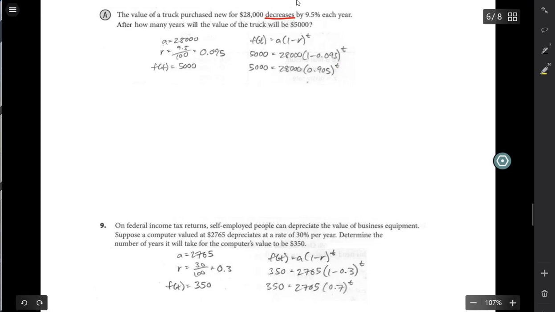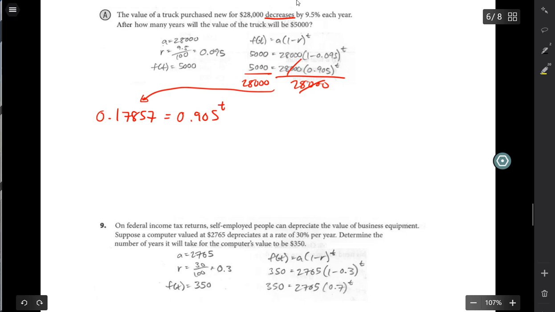Okay, so to solve for t, we want to get rid of this coefficient on the outside. So we're going to divide both sides by 28,000. So this cancels. And if we actually do this on a phone, so actually calculate this already, this is going to be 0.17857 equals 0.905 raised to the power of t.